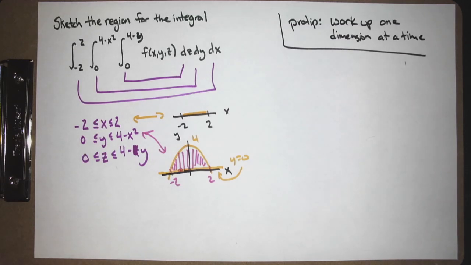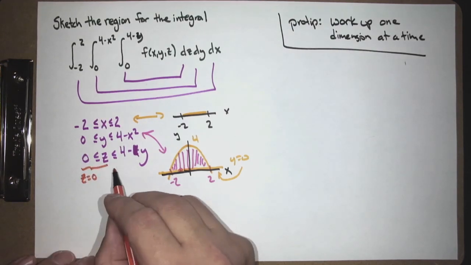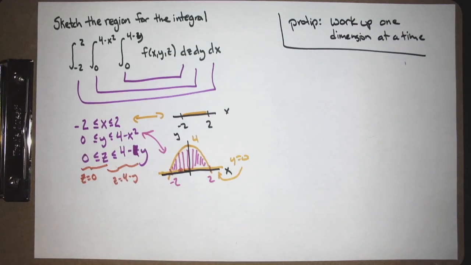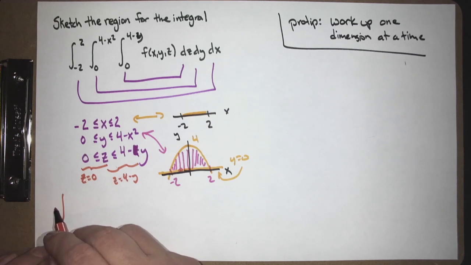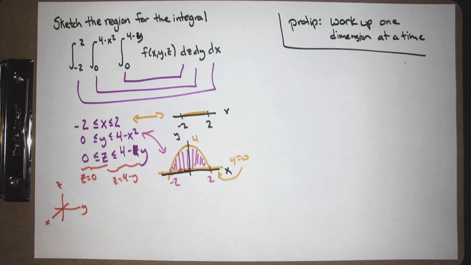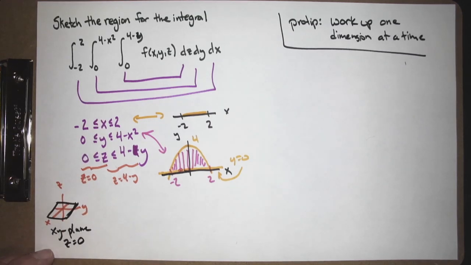Okay, so let's talk about what these surfaces are. So there's really two surfaces here. One surface is the surface z equals 0. The other surface is z equals 4 minus y. Do we know what z equals 0 looks like in the three-dimensional setting? It's the xy plane. So z equals 0 is like the floor here. So this is the xy plane, z equals 0. What about z equals 4 minus y? What would that look like?